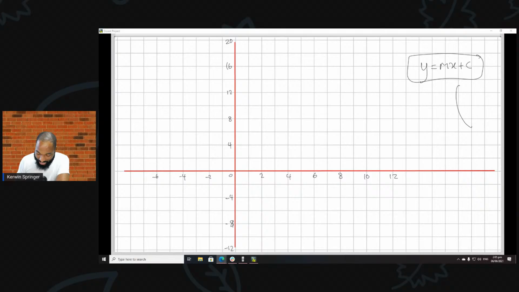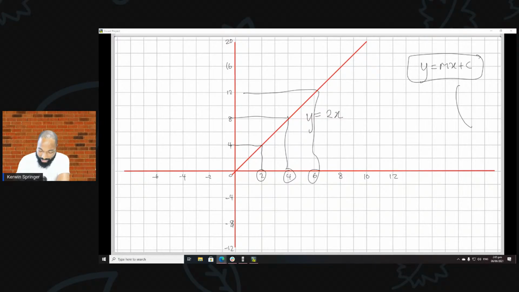So if I did a line like this, technically this should be the line y equals x, but it's not. Why is it not the line y equals x? Because I decided to do this kind of jokey scale here. If it was 2 here, that would be the line y equals x. But this is actually the line y equals 2x, because I'm seeing 2 here, and when I go up, I get 4. I'm seeing 4 here, and when I go up, I get 8. 6, when I go up, I get 12.